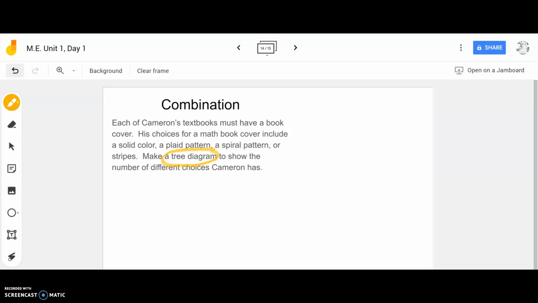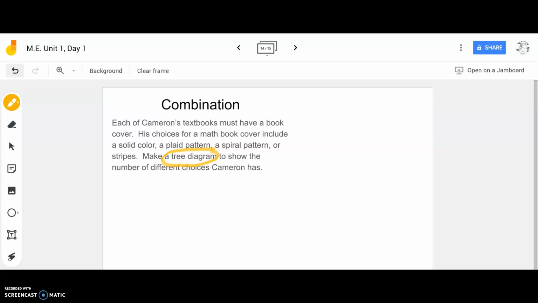Think about a tree. It starts with your trunk, which is your first category, your first piece that you're starting off in your combination. And then you have branches of all your different choices and all your different options that you have in combining what you're making that tree out of.